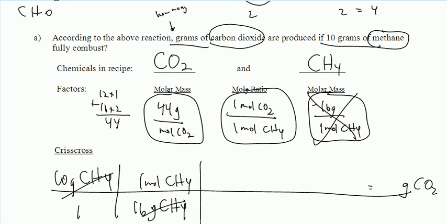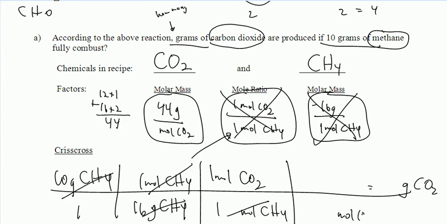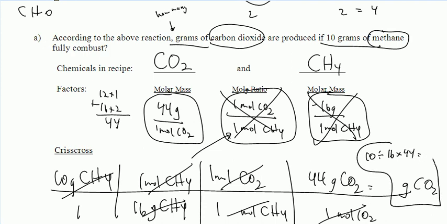Done with this one. Mole CH4 on the bottom, because that's what you got. There's the ratio that has mole CH4. For every 1 mole of CH4, there's 1 mole CO2. Mole CO2 on the bottom, so what you got. There it is. 1 mole of CO2, 44 grams CO2. Done. So 10 divided by 16 times 44, I skipped the ones, equals grams CO2.